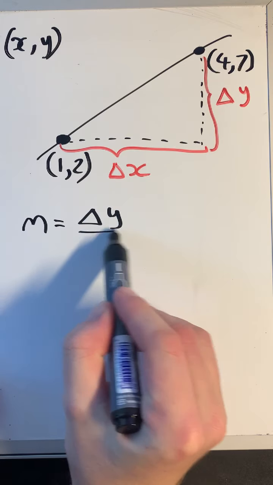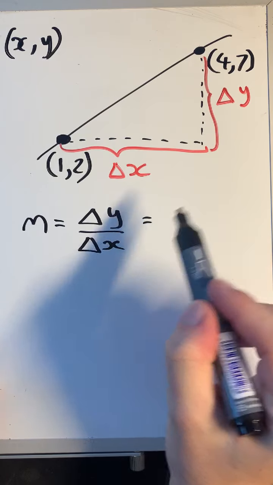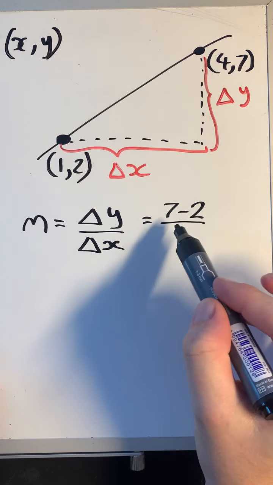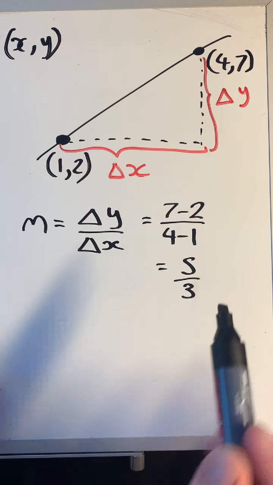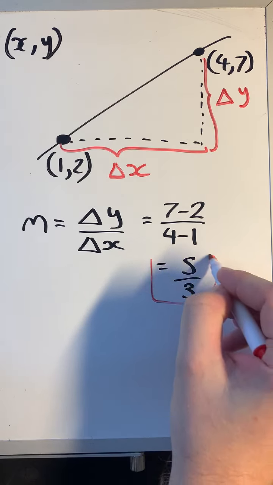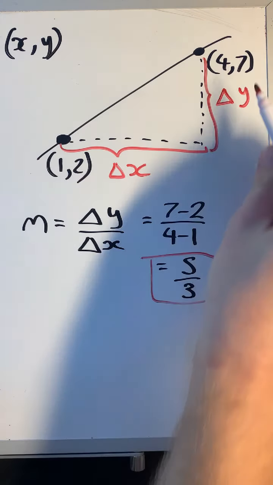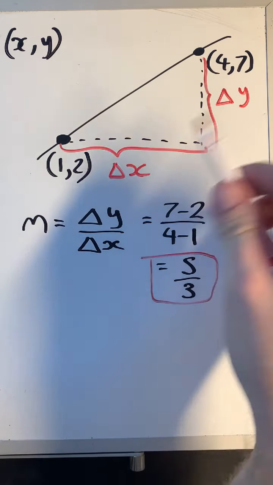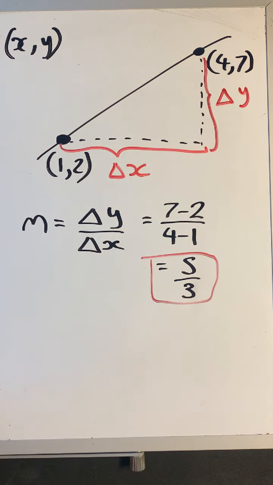So difference in y over the difference in x. In this case, we've got 7 minus 2 over 4 minus 1. That gives us a gradient of 5 over 3. It doesn't matter which coordinate you take from which, as long as you're consistent. I've done 7 minus 2, so I've got to make sure I then do 4 minus 1. I could of course have done it the other way around, 2 minus 7 and 1 minus 4. You've just got to be consistent with your subtraction.